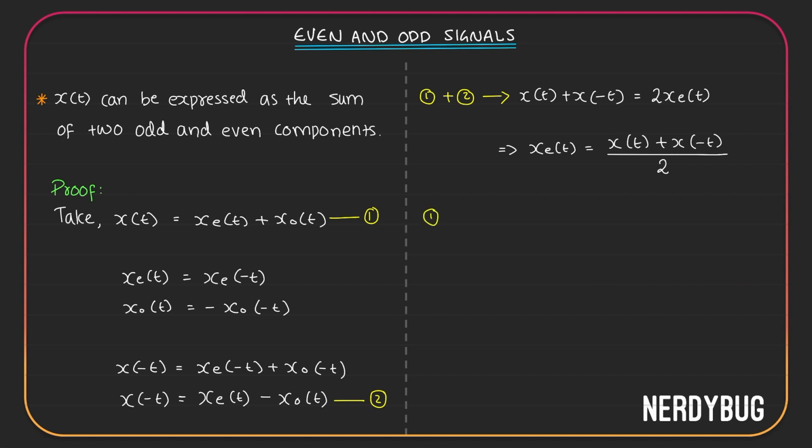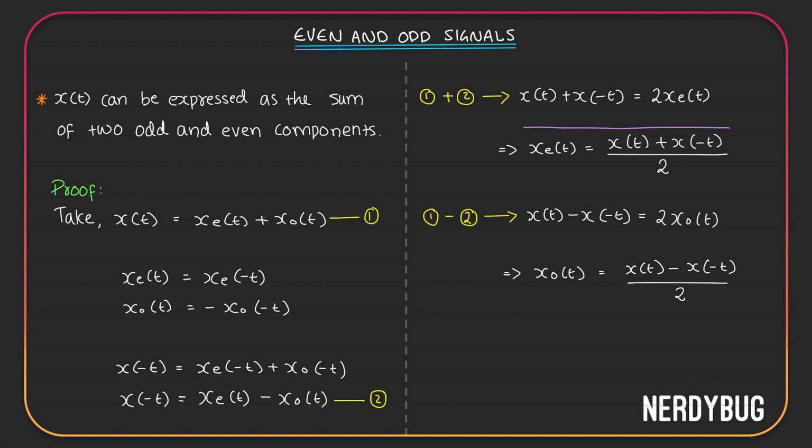Similarly, if we take equation number 1 and subtract equation number 2 from it, on the left hand side we have x of t minus x of minus t. On the right hand side there is xe of t minus xe of t, they get cancelled. Xo of t minus minus of xo of t, they get added up. We get 2xo of t. From here we can write what is xo of t. It is simply x of t minus x of minus t divided by 2.